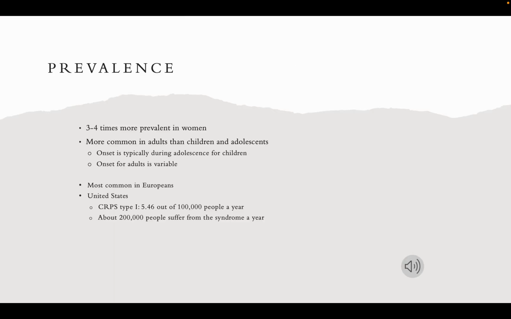The prevalence of CRPS: it's 3 to 4 times more prevalent in women, and it's more common in adults than children and adolescents. But if the onset is in children, it's typically during adolescence, and the onset for adults varies. It's also most common in European descent, and in the United States, for CRPS type 1, 5.46 out of 100,000 people a year have the condition, and about 200,000 people suffer from the syndrome each year.